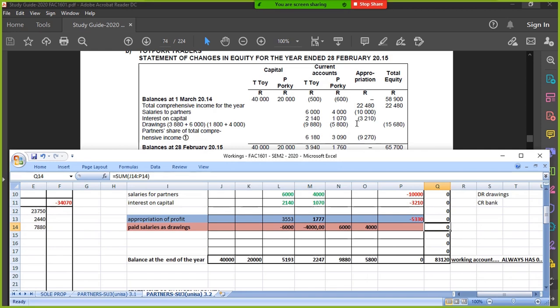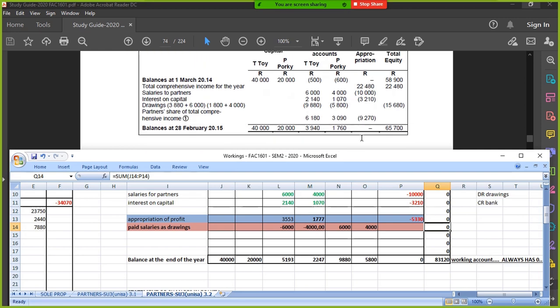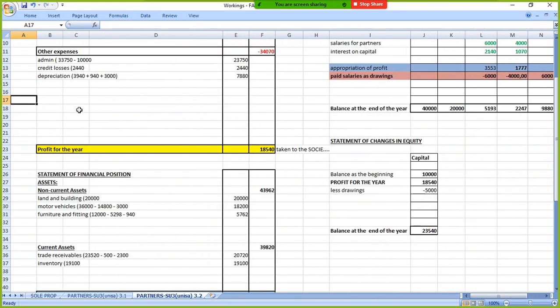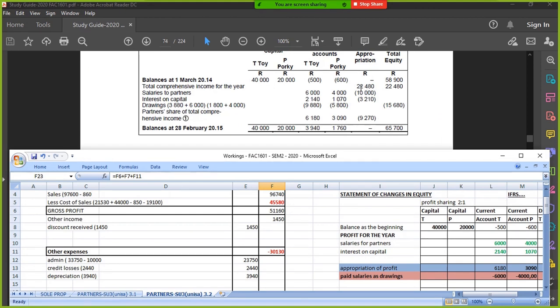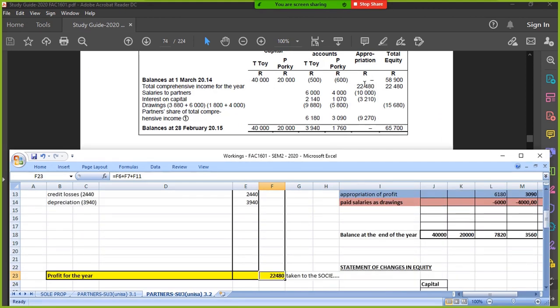Are you still following? Are you still there? Yeah, I am. But why is their income so much higher? The income is higher because they didn't take out the depreciation. Look, if I delete this, delete, delete. There, same answer. 22480. Do you see it? I do.